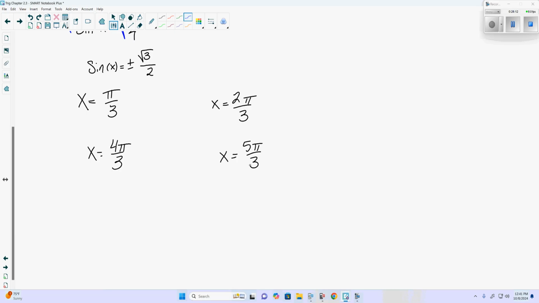Now, did it specify what kind of angles we could have, or where our angle is located? Well, no, it didn't tell us that x had to be between 0 and pi over 2 or 0 and 360, so we also have all of the coterminal angles. So we add the period of sine, which is 2 pi n, to each one of these here to get all of our angles.